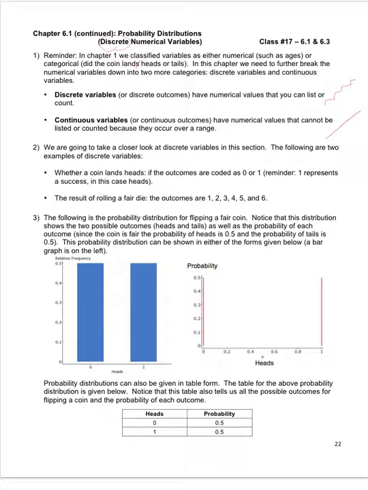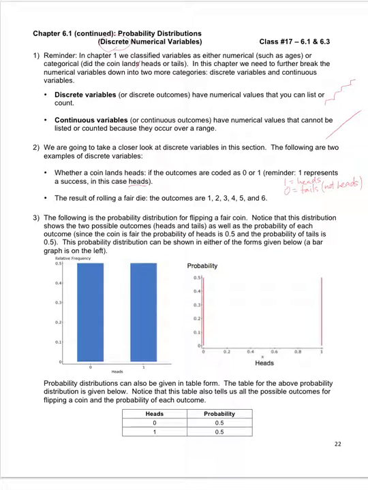Following are two examples of discrete variables. So 1, whether a coin lands heads, if the outcomes are coded as 0 or 1. Remember, a reminder here that 1 represents a success, and in this case we're going to call that heads. Could be called tails in another example, but in this example we're going to call it heads. So 1 is heads, and that means 0 is tails, or you could think of it as not heads.